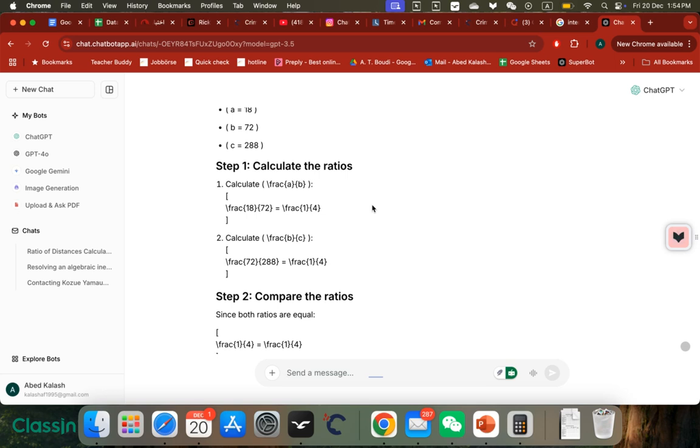The boys and girls in a school are in the ratio of 5 to 3. But the total strength of the school is 720. Find the number of boys and girls in the school. Okay, do it. I'm not going to say anything.